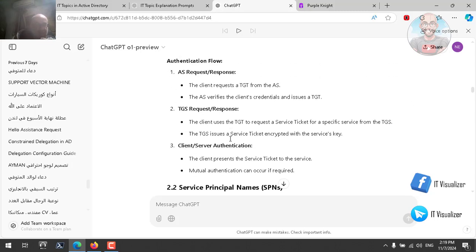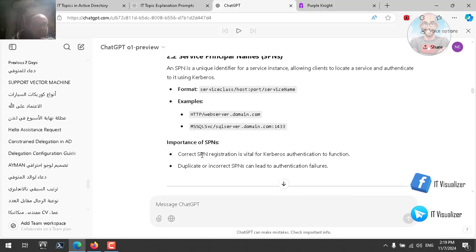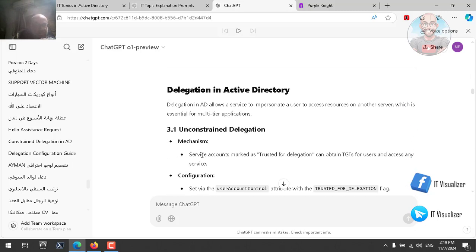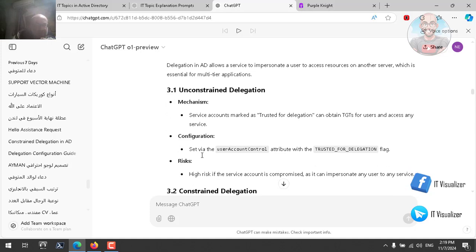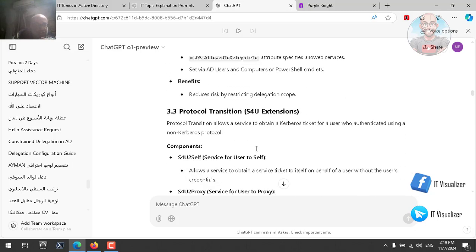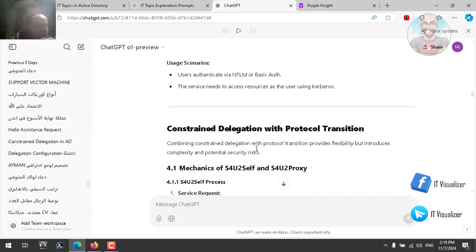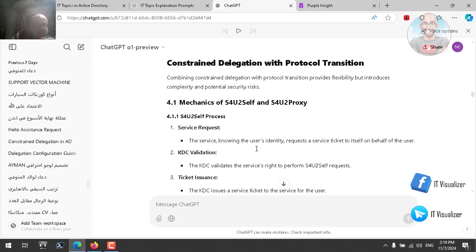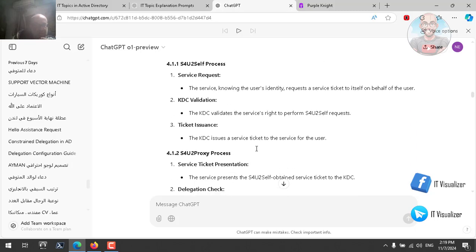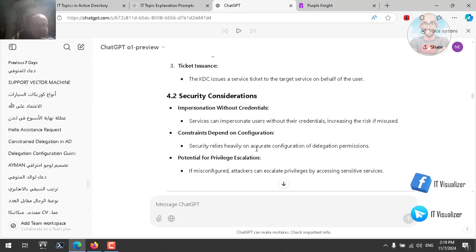Okay, client server authentication, then we have the service principal name. What is the service principal name, and some examples and the importance of it. Then the delegation, again he will talk about delegation, but giving us more info about the delegation, unconstrained delegation, constrained delegation, protocol transition. Again, he's talking about protocol transition. I think he is adding more info or repeated answers. Then the mechanism. I think he's talking again about the same things, but he is adding more depth to the answer.